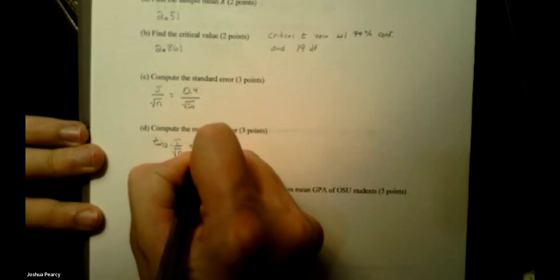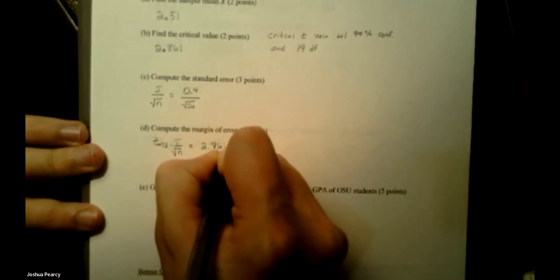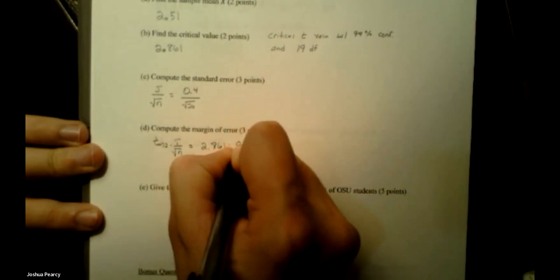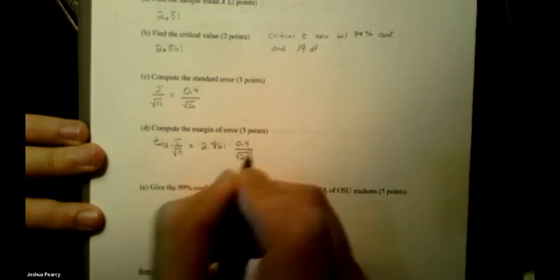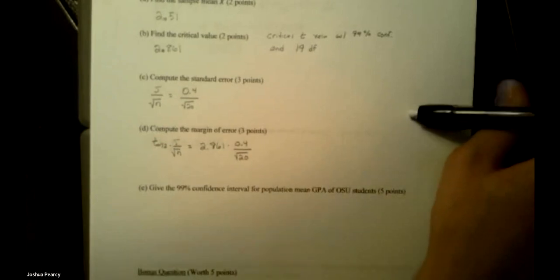Then the next part, compute the margin of error. You can find that by taking the critical value times the corresponding standard error. So the standard error you found in this part and the critical value in this. So it'd be 2.861 times 0.4 divided by square root of 20. And that is how you find that part. Does that make sense so far, Kelly?